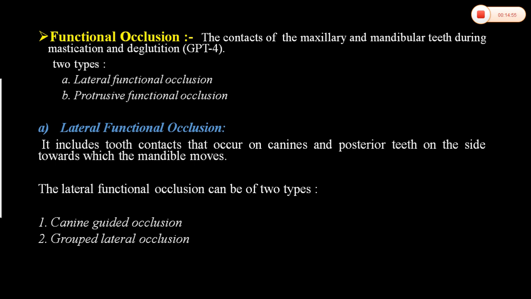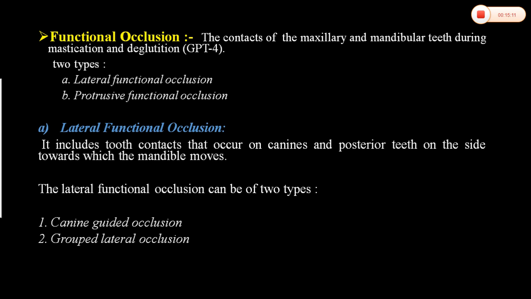Canine cusp or canine tips are very sharp. So when you move the mandible towards the working side, only the canine, upper and lower, will be in contact. Remaining teeth will be out of contact. This is known as canine guided occlusion.